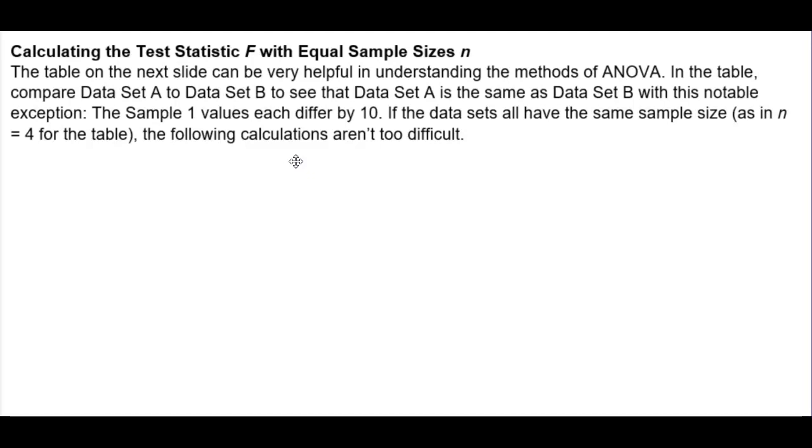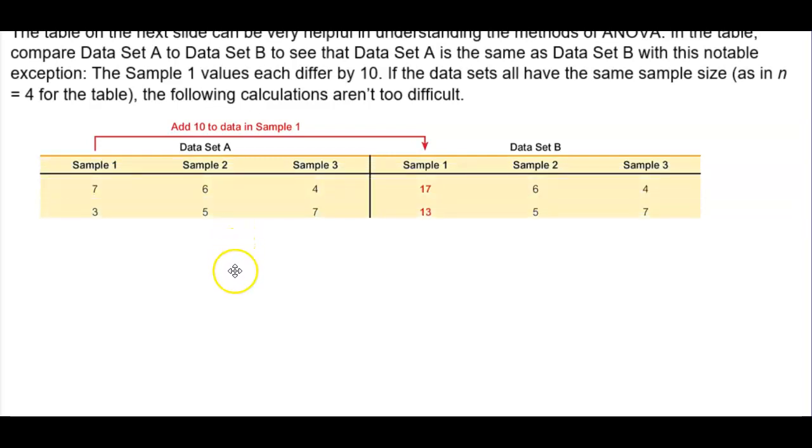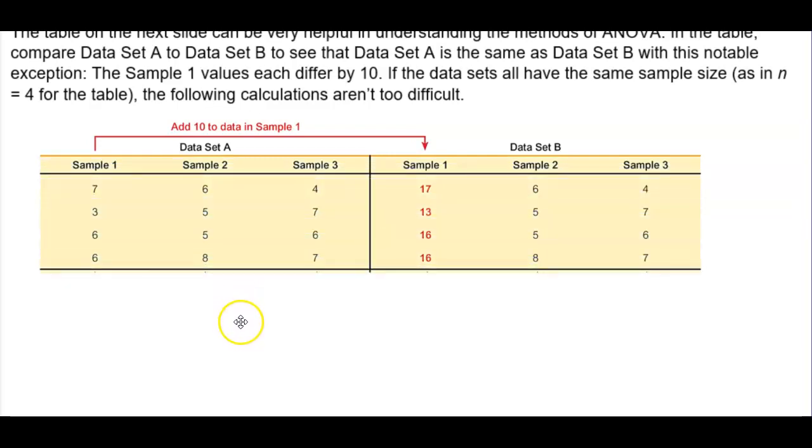If the datasets all have the same sample size, as in n is equal to 4 for the table, the following calculations aren't too difficult. So let's take a look here. Okay, here's dataset A, and then here's dataset B. For sample 1, we have 7, 3, 6, 6. Sample 2, we have 6, 5, 5, 8. Sample 3, we have 4, 7, 6, 7.